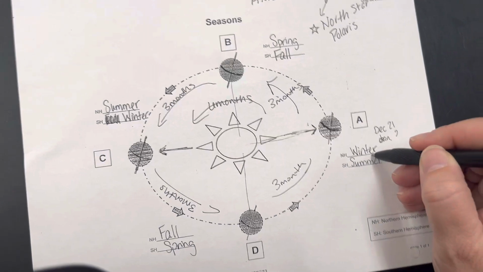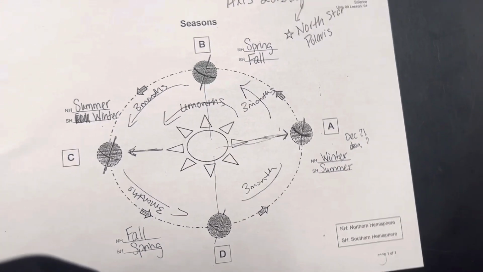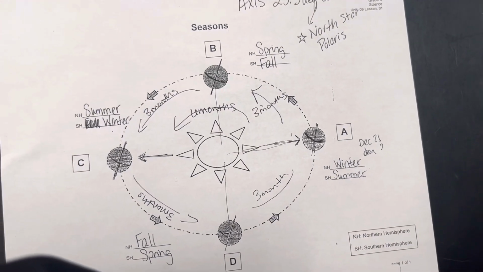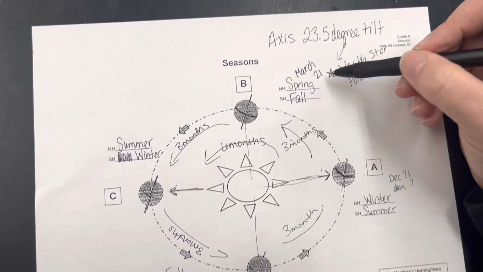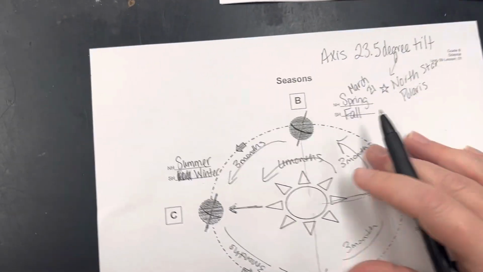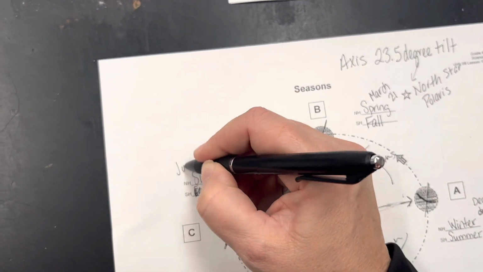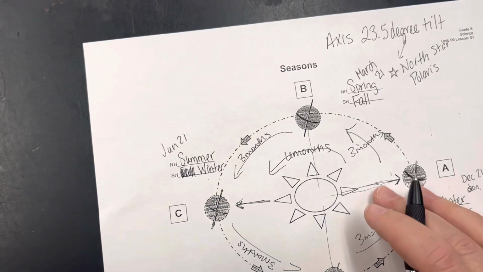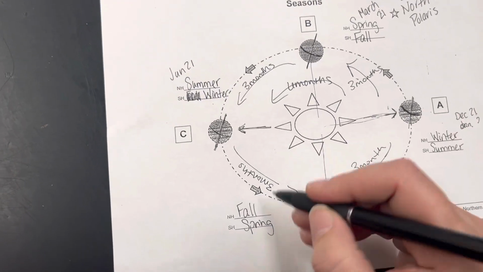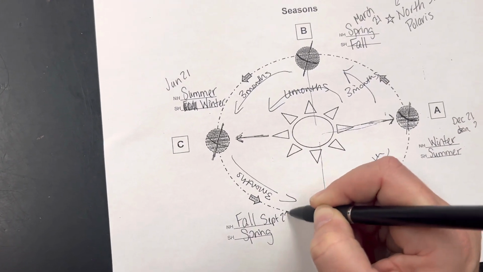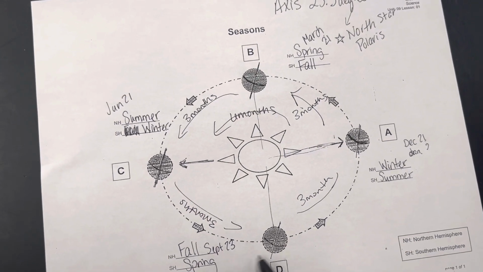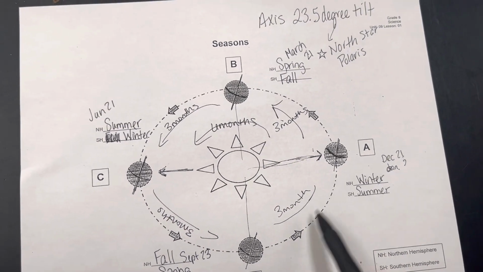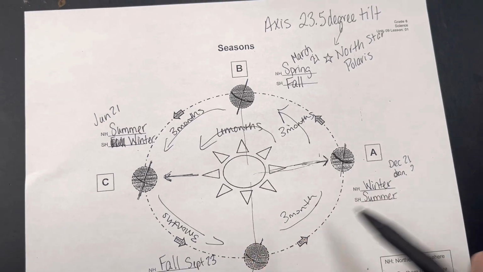Winter for the northern hemisphere starts December 21st, and spring is March 21st, around our spring break time. Our summer is actually June 21st, and our fall is September 23rd. So we actually have designated days: from September 23rd to December 21st, that's how long it takes. It's 3 months in between each one.